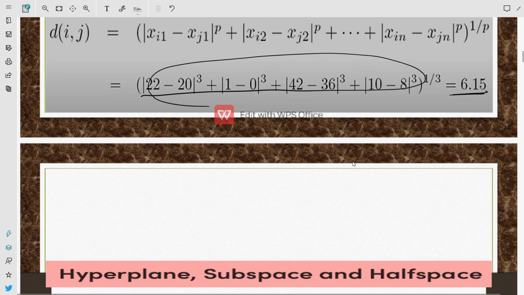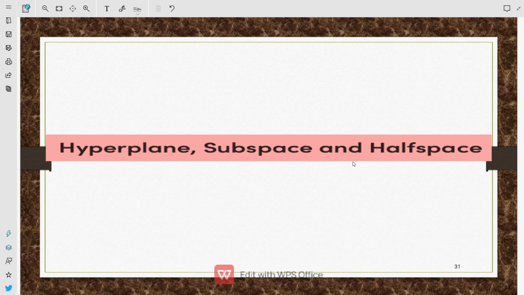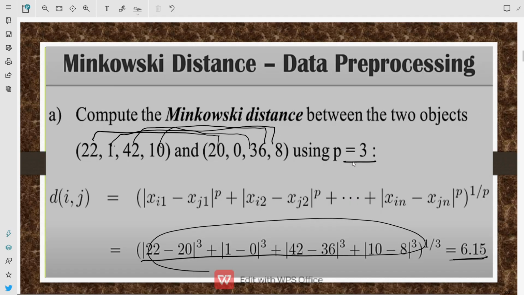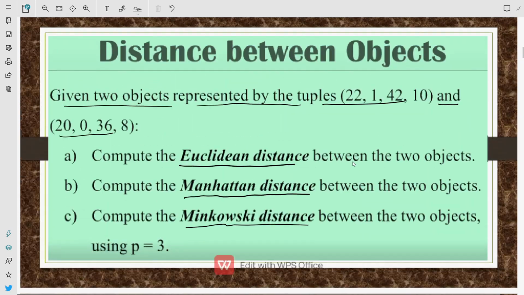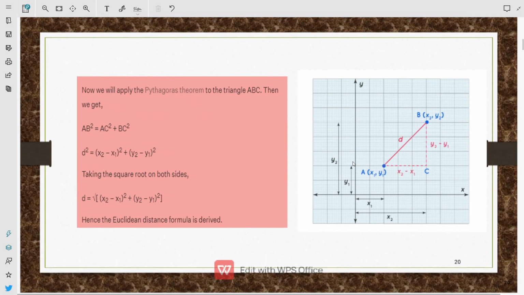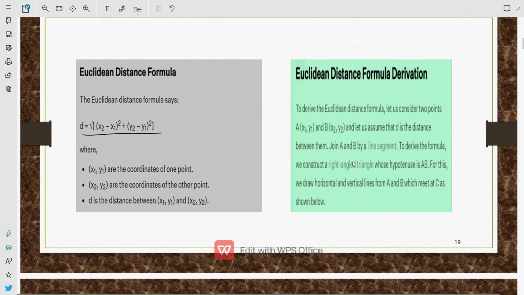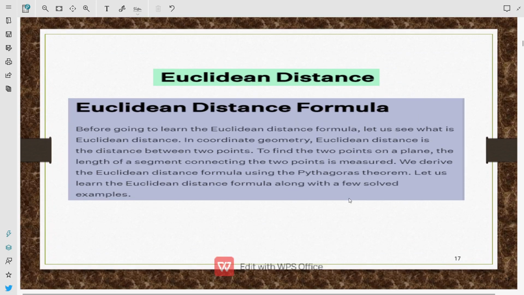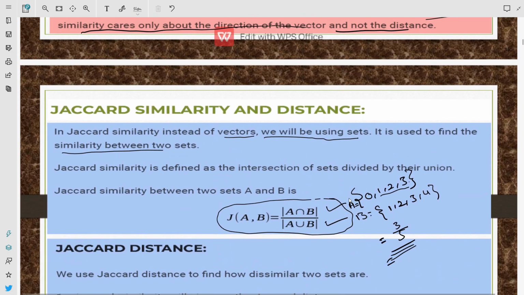Thank you. In the next class we'll discuss hyperplanes, subspace and half space. As we know, this DSSM, deterministic and stochastic statistical methods, is a very complicated subject. Please try to concentrate more on this subject, otherwise you will fail in your university examinations.